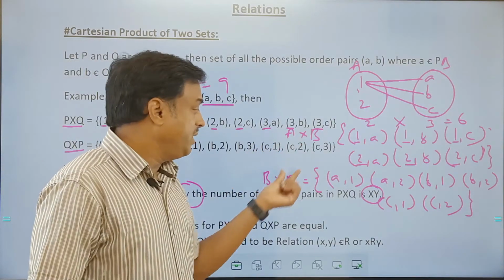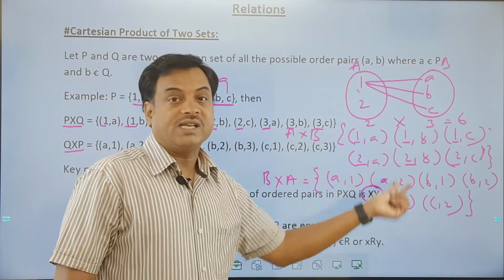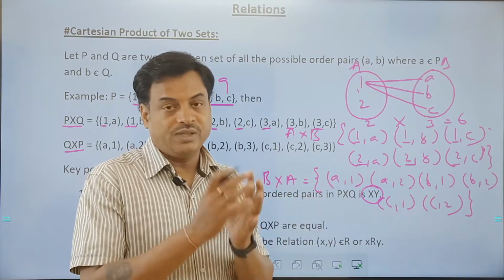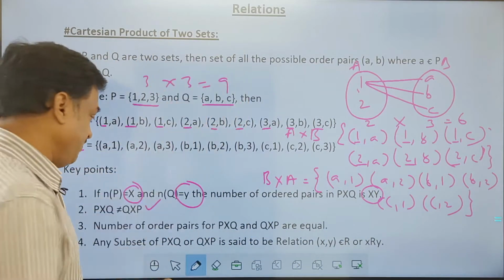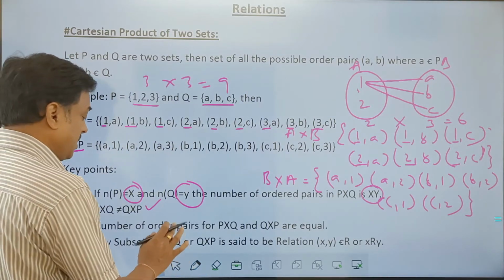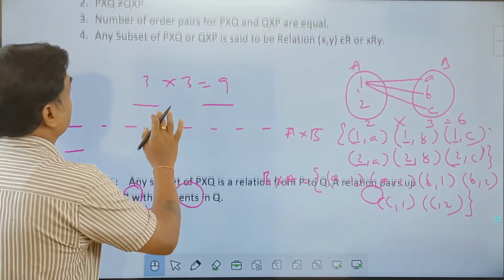Whether I do A into B or B into A, I got 6 order pairs in both the cases. So that is what is called the Cartesian product of two sets. Now let us proceed to the next point here.